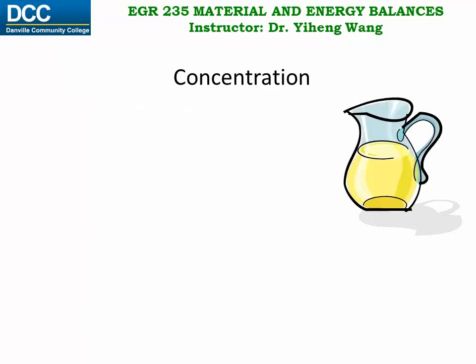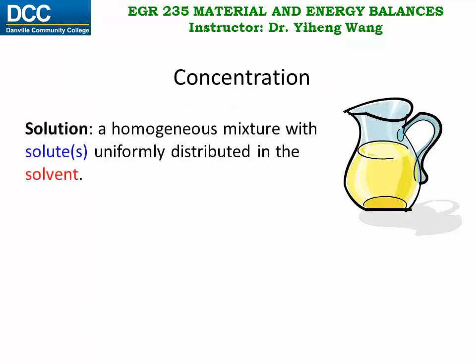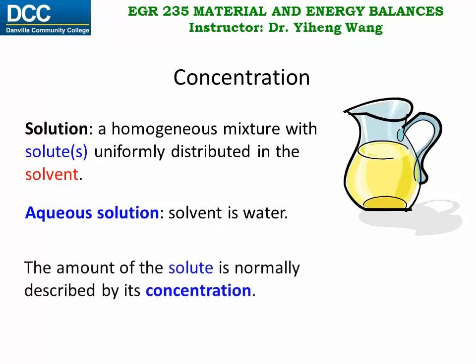Oftentimes, a mixture takes the form of a solution, which is a homogeneous mixture with a solute or multiple solutes uniformly distributed in the solvent. If it's an aqueous solution, then the solvent is water, which is very commonly used. And in the solution, the amount of the solute is normally described by its concentration.